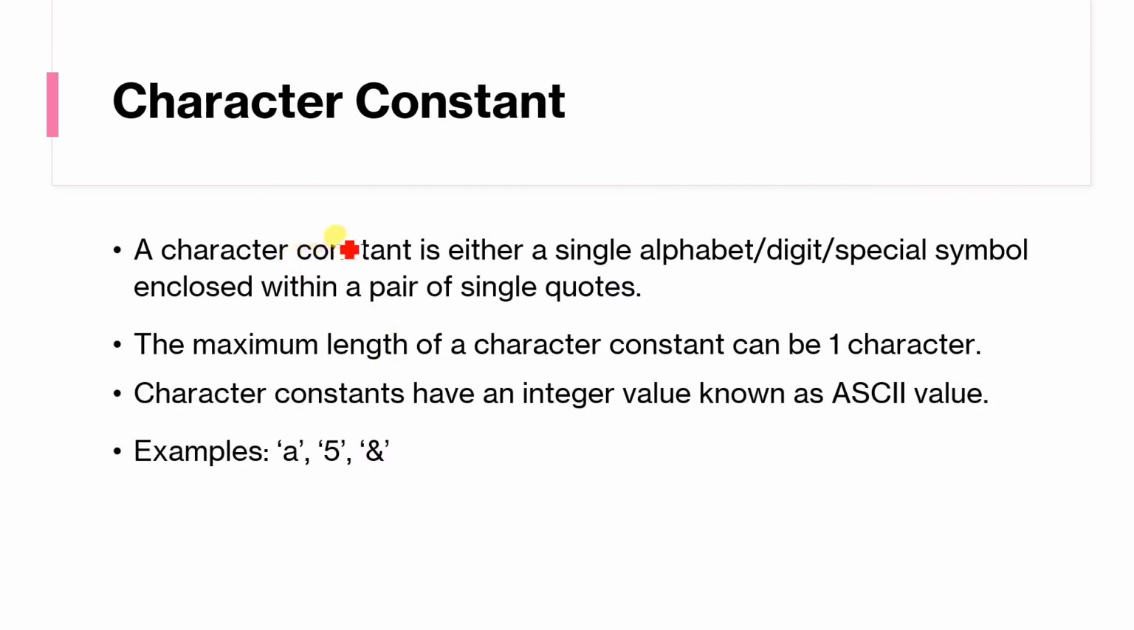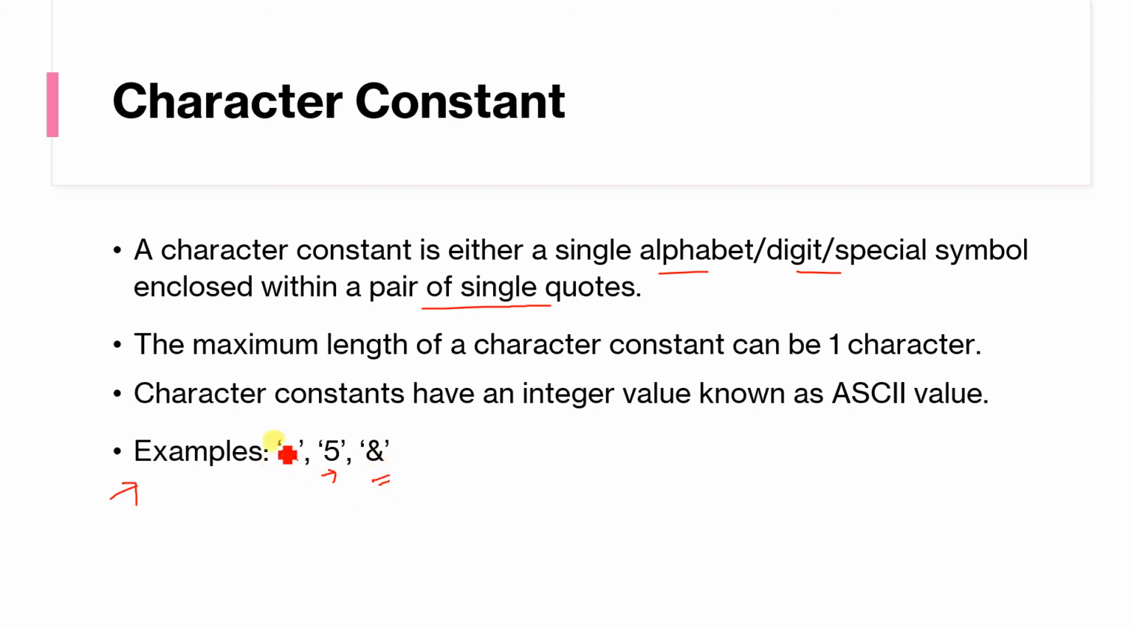And the next one is the character constant. This part I have already discussed, but for the sake of completeness of this constant topic, I have included it. A character constant is either a single alphabet, digit or symbol enclosed within a pair of single quotes. Here are some examples: A enclosed within single quotes is a character constant. 5 is a number, but as I have enclosed it in single quotes, it is called a character constant. Similarly, a symbol within single quotes is also a character constant.